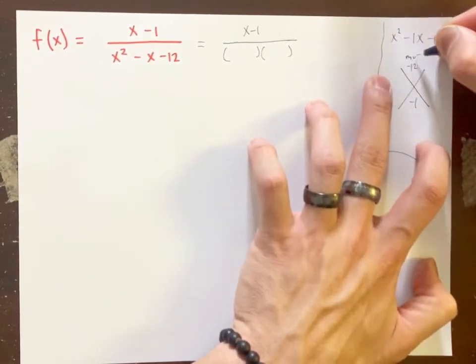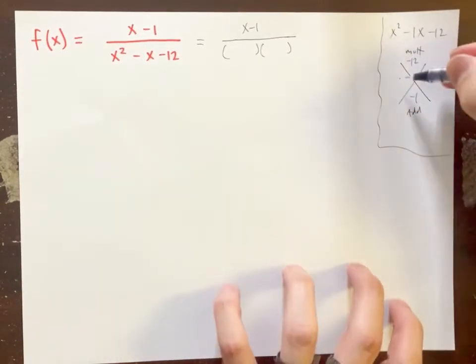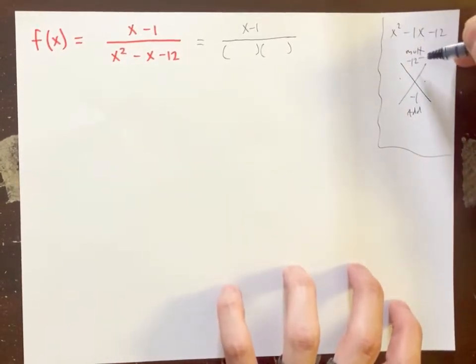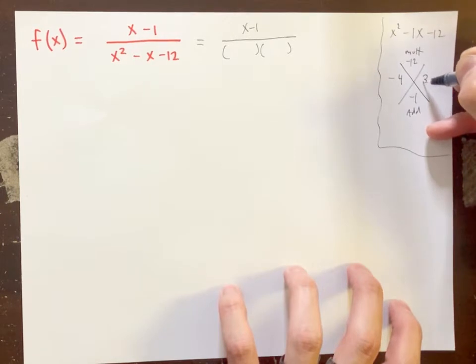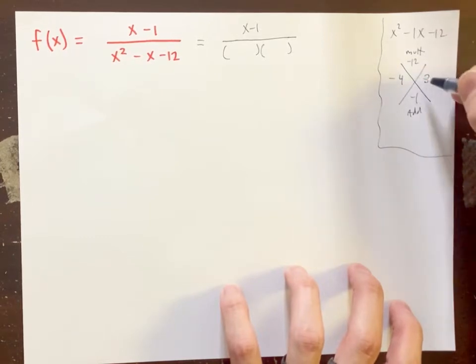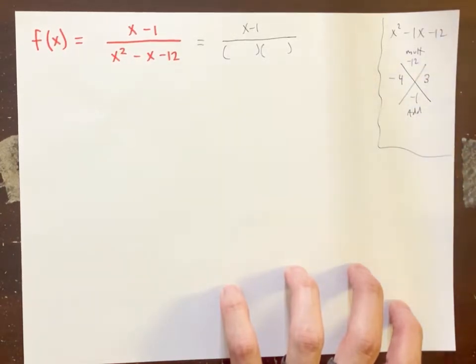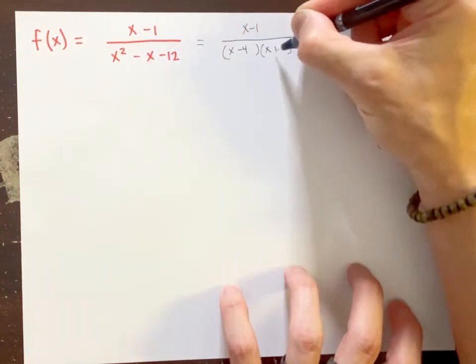Now find two numbers here and here that, if I multiply them, give negative 12, but if I add those same two numbers, give negative 1. With some trial and error, you'll see that the numbers are 4 and negative 3. Negative 4 times 3 is negative 12. If you add them, it's negative 1. These two numbers are the winning combination, and these are what you want to put down here.